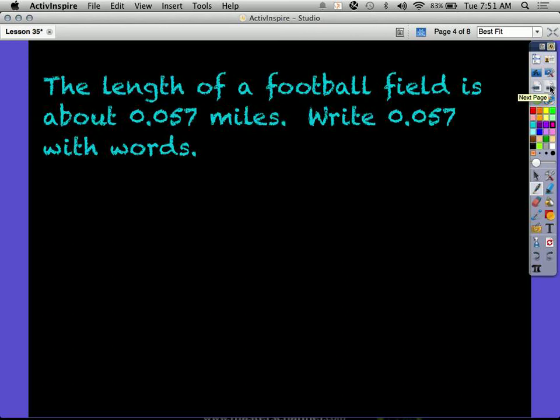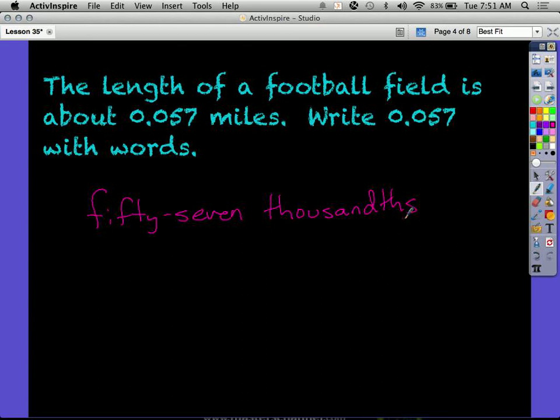The length of a football field is about 57 thousandths miles. Write 57 thousandths with words. So write 57 thousandths. Remember, I'm adding this TH there. Okay, that means we're after the decimal point. If I write thousands without the TH, that's on the left side of the decimal point. When I add that TH, it goes to the right side of the decimal point.